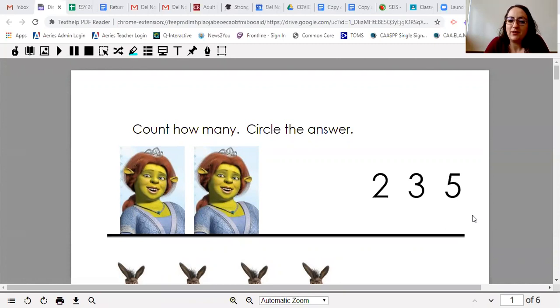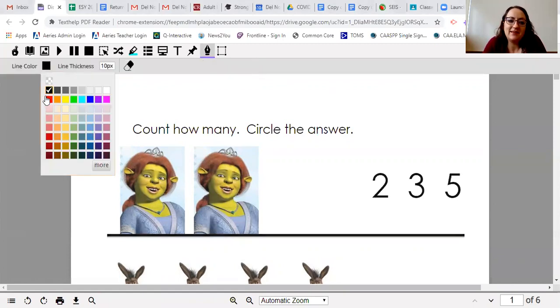We're gonna go through and count how many characters there are for these different Disney characters, and then we're gonna circle the number that we find when we count them. All right, so let me get my pen ready.